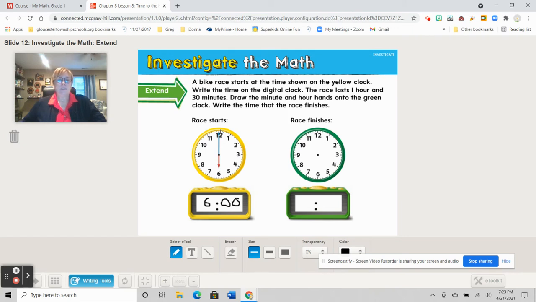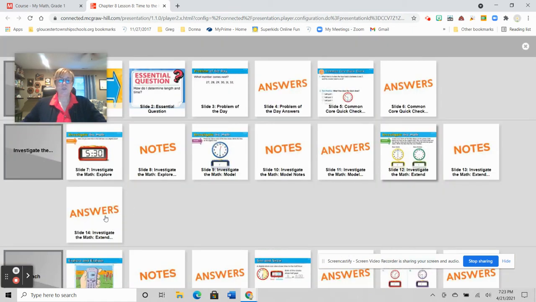Now, let's think. The race lasts 1 hour and 30 minutes. So if we were to go around 1 hour, it would go to 7, right? But then you have to go another 30 minutes. So pause and think about that. Use your little clock too to help you. Okay, let's check our answers.